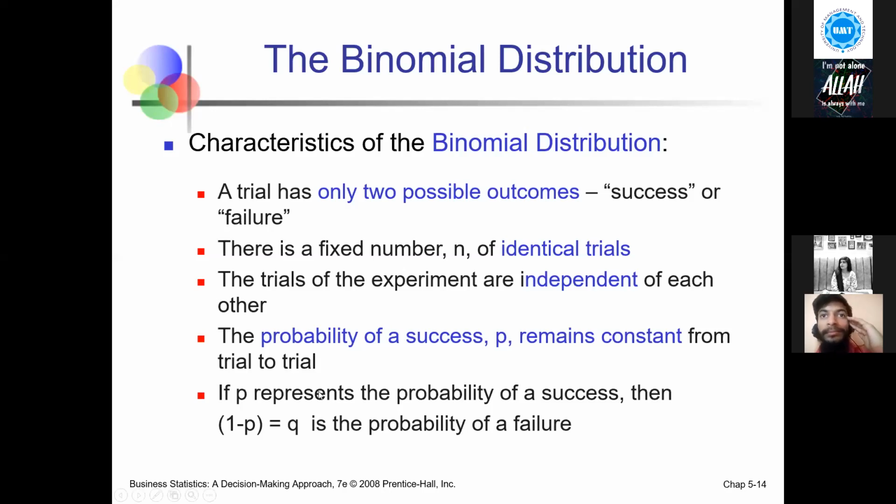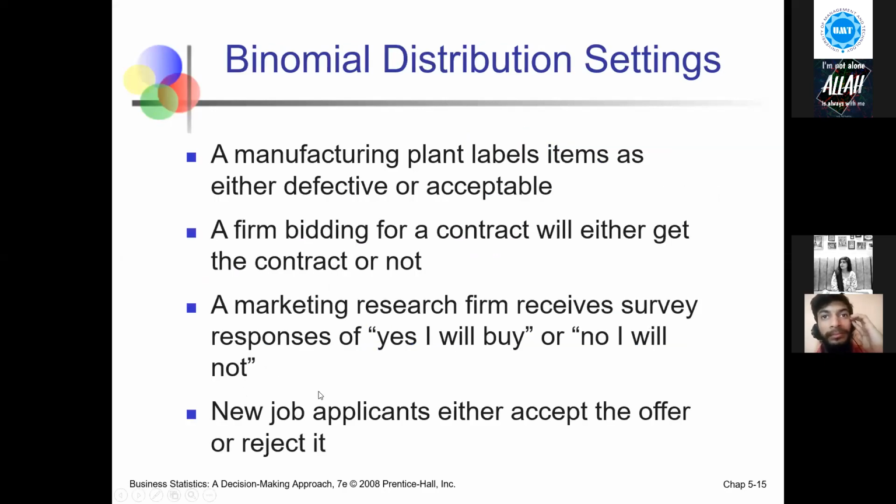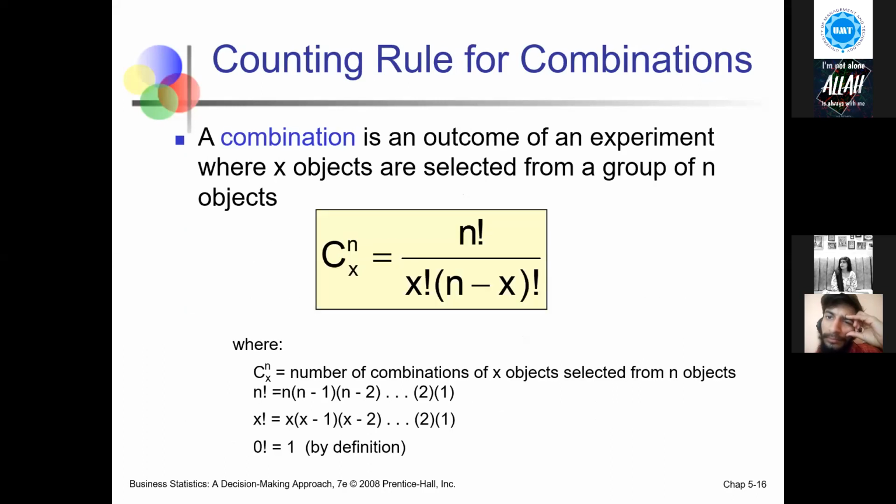So next are the basic concepts, like the same we have discussed, like maybe a marketing research firm receives survey responses of yes, I will buy, or no, I will not buy. So we have two possible outcomes. That's why we can say success or failure lies in this example.